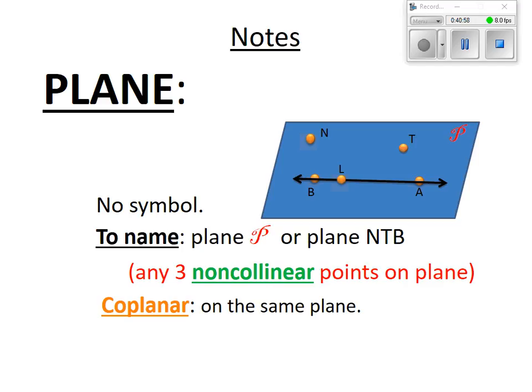non-collinear. Go ahead, Mark. NTA. NTA. What was yours? You picked the same as Mark? All right. NTA will work. Are there others? Yeah, there's lots of different ways you could name it. What I usually think about is when I'm looking at a plane and I want to name it, if I pick 3 points, I want those 3 points to make a what?